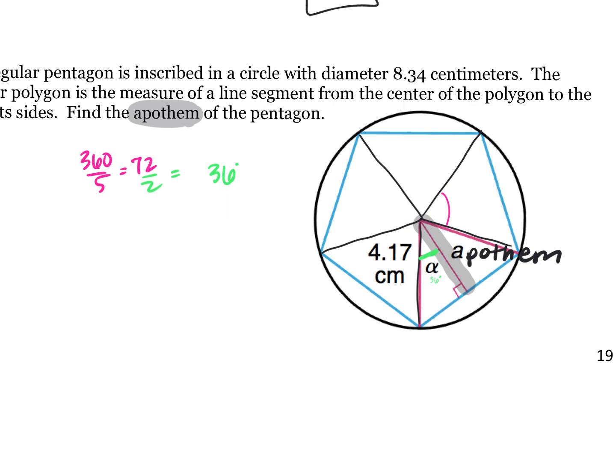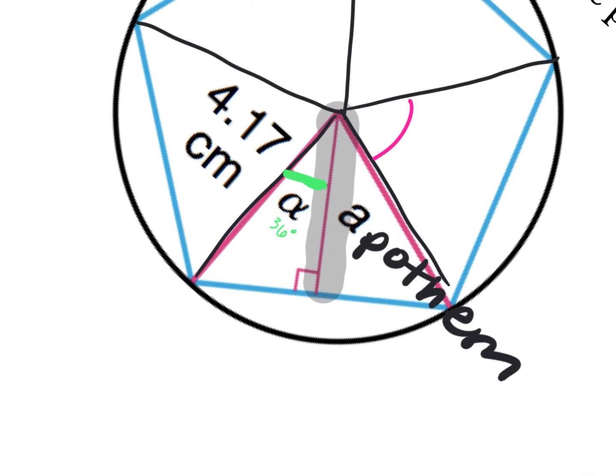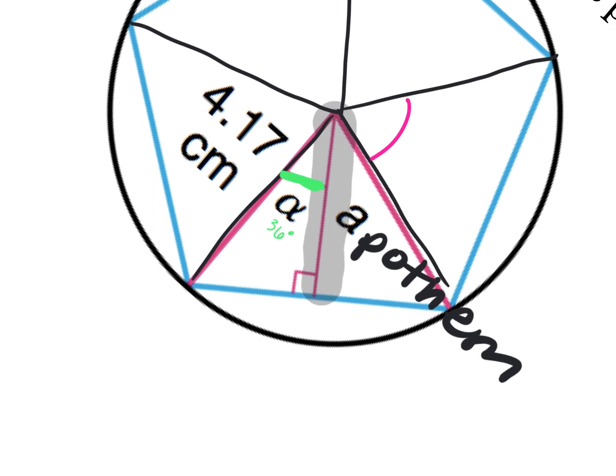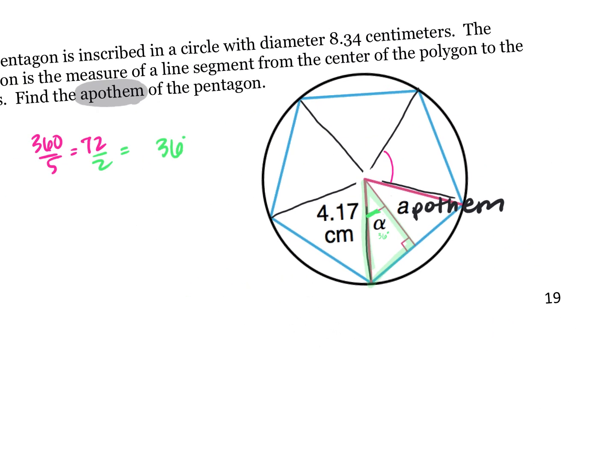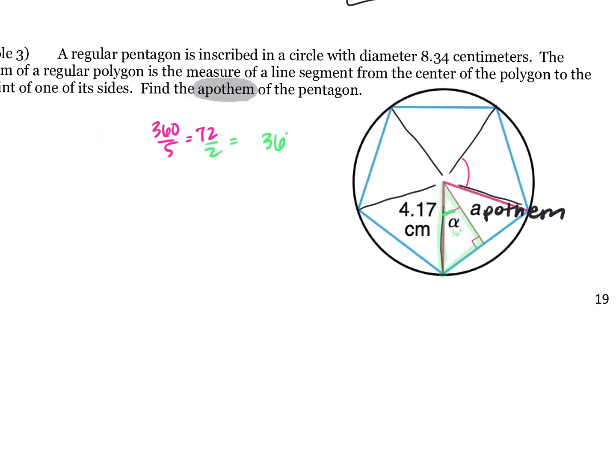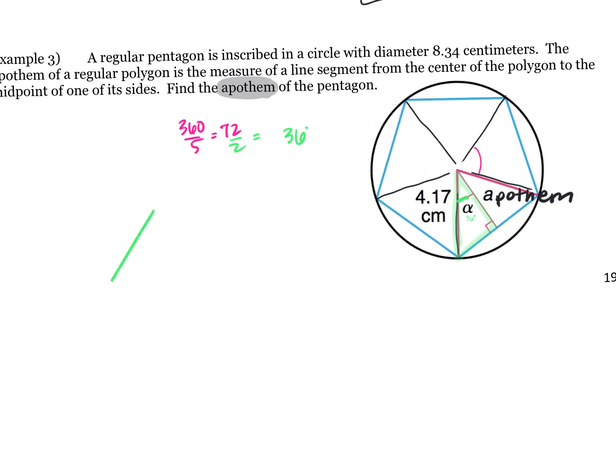Now, if I focus on this triangle, off to the side I'm going to draw another triangle, because I want us to think, here's what we're dealing with. What does that right triangle look like? It's a right triangle. This is 4.17, and this we just found out to be 36, and that's my apothem.